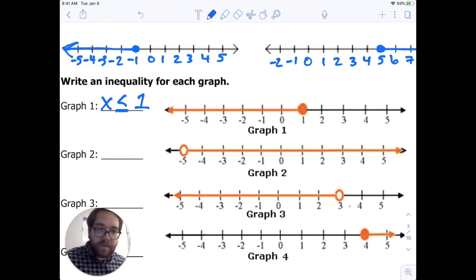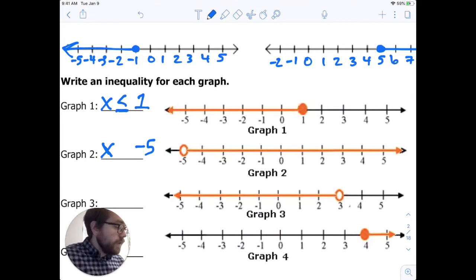Let's look at another example, graph 2. Again, we know we're going to have some unknown, or a whole bunch of numbers represented by x. And we can look at where we're starting. Where is our initial circle? It's right here at -5. And so I know -5 is going to be on the other side. But I need to figure out what symbol goes in the middle.